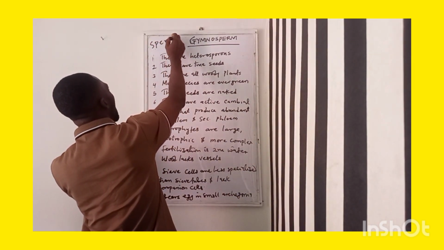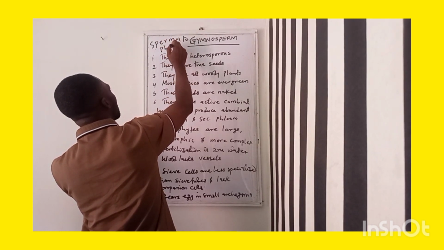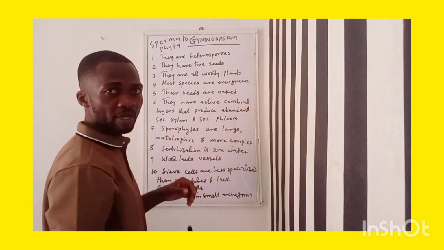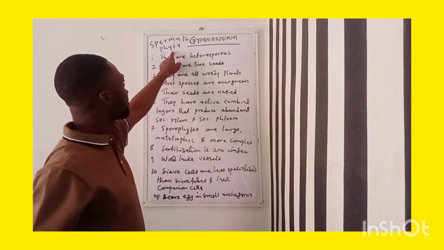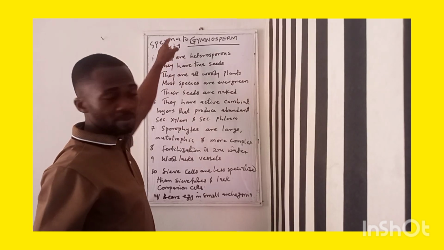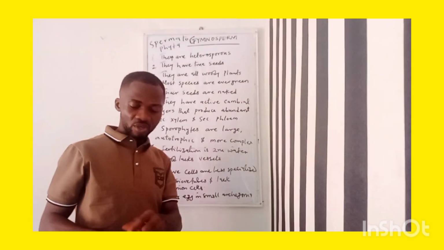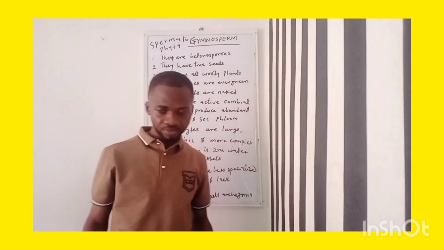Spermato, then phyta. When we say spermatophyta, we are talking about plants that produce seed. This is phyta, meaning plant. Then this is spermato, sperm, meaning seed. So we are talking about the group of plants that have the ability to produce seed.